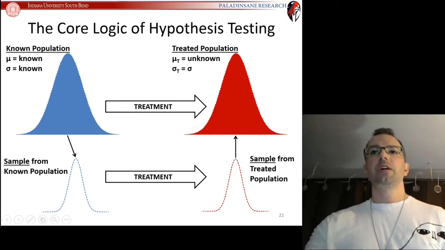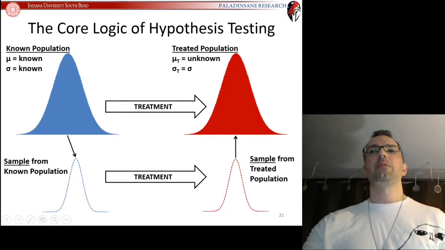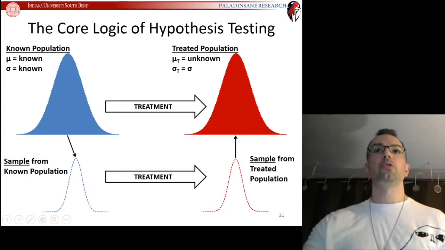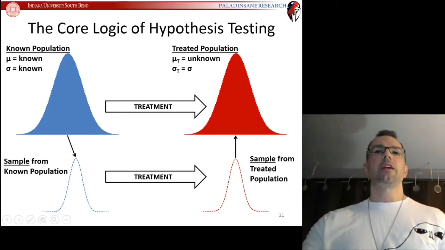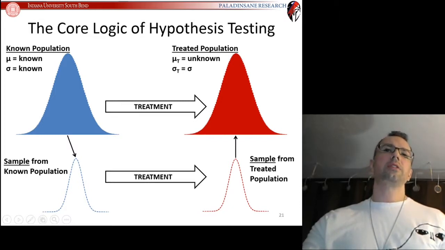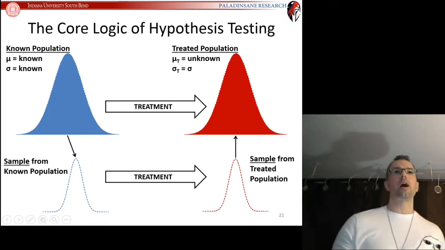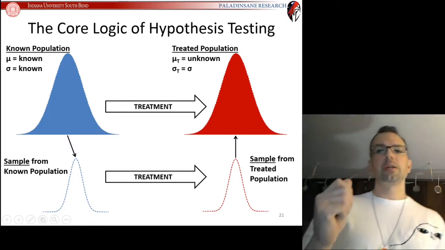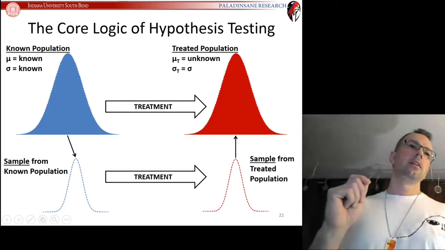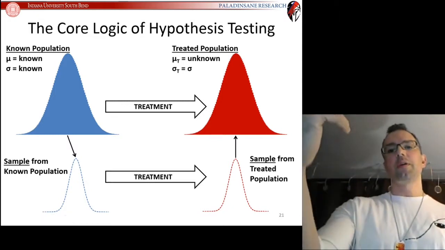When we take a sample from a known population and we treat it, does that treated sample now belong to this new treated population, indicating that our treatment is effective? Or has it not really changed very much and it still belongs to that old known population? That's the decision that we're going to be making.